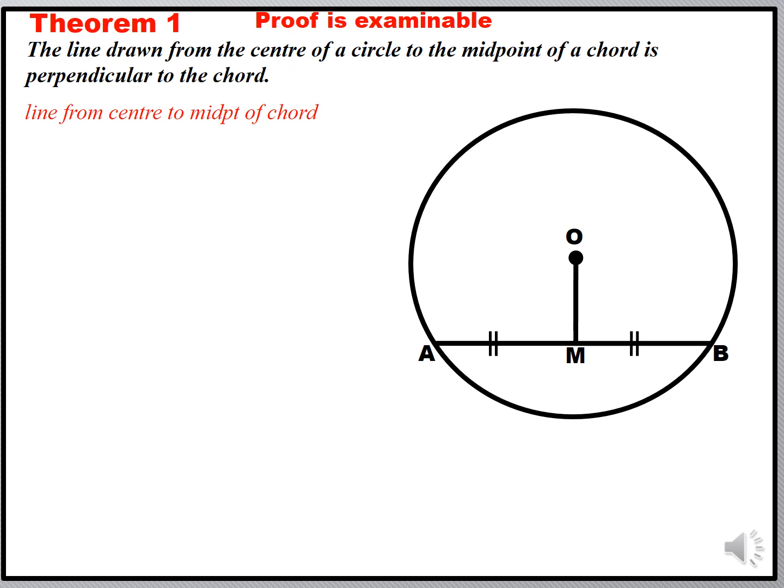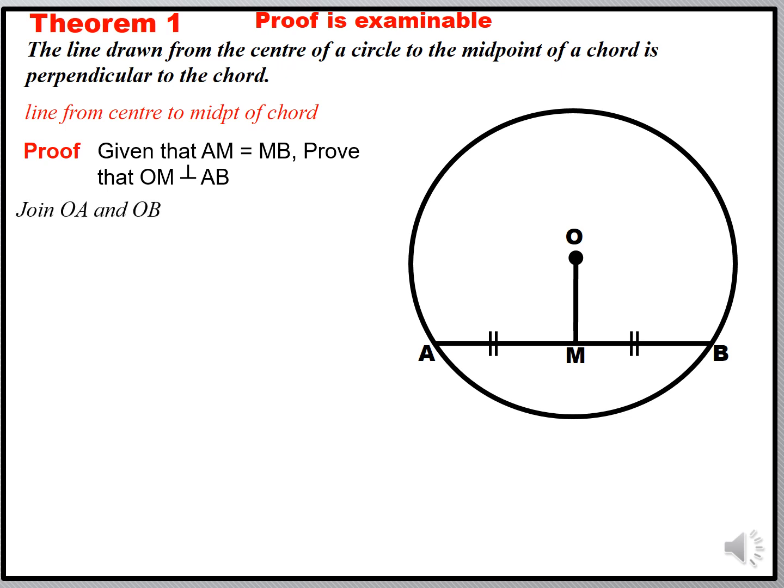So the first step is we have to draw the radius. Given that AM is equal to MB, our information indicates that there is a chord that has been divided into two equal parts, and O is the center of the circle. The line dividing the chord into two equal parts is coming from the center, and we want to show that OM is perpendicular to AB. There is a 90-degree angle between the two lines.